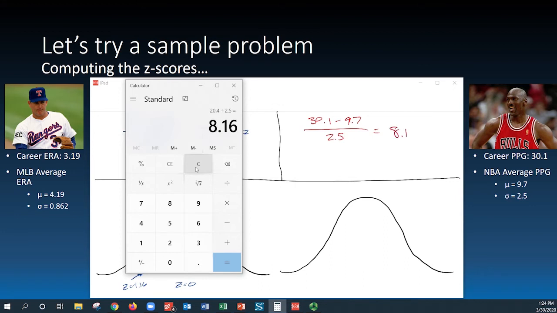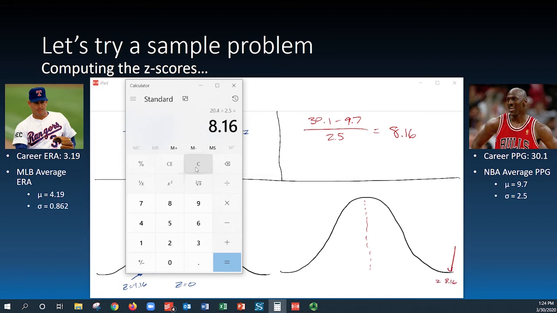Now, for better or worse here, for Nolan Ryan's ERA, the lower the better. For Michael Jordan's points per game, the higher the better. So we actually are wanting to see a lower negative score for Nolan Ryan and a higher positive score for Michael Jordan. And turns out what we have, if this right here is z, and again, z equals 0 in the middle, Michael Jordan's going to be way up here somewhere in this tail, and probably up higher than I'm even drawing it, at 8.16.